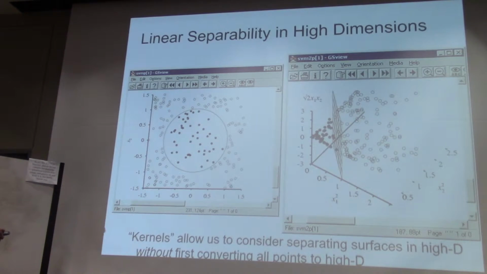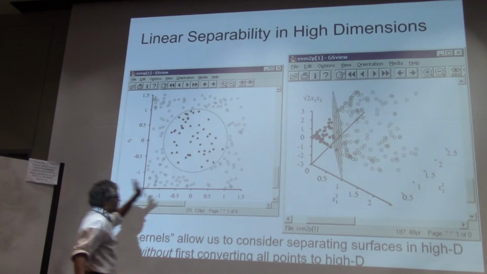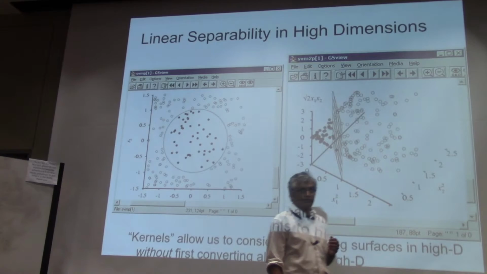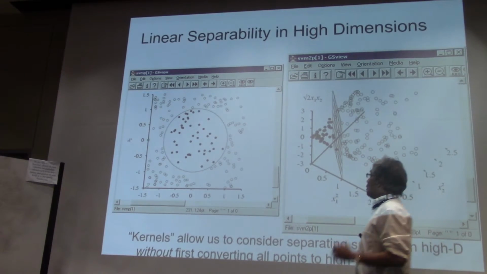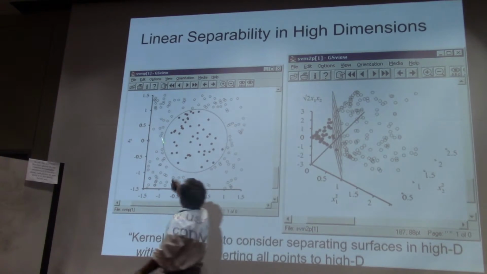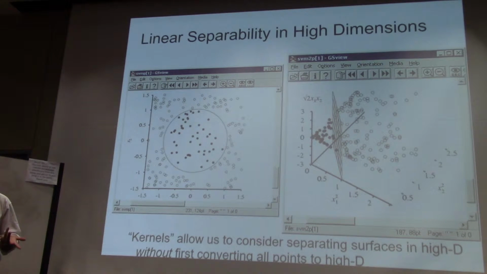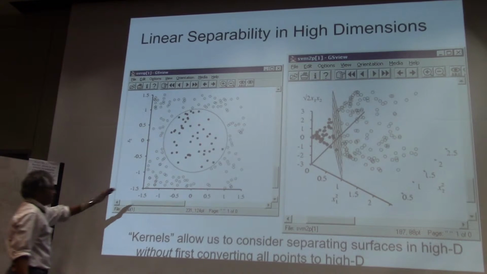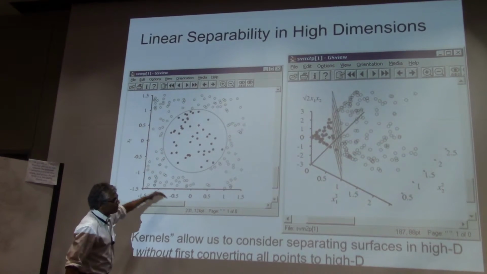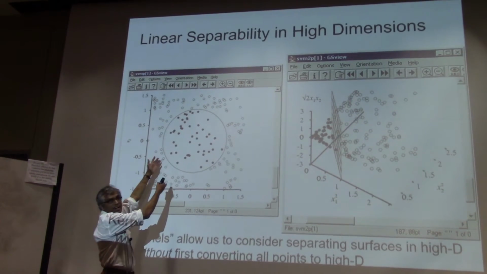So, a highly telling point is this example. This is also in the textbook. Okay? So, here are my negatives, here are my positives. Clearly, the circle is separating the negatives from the positives. Circle is not a line. That much we know.